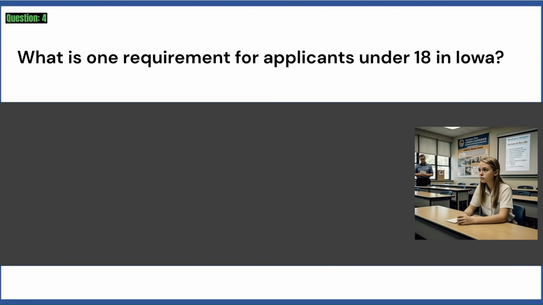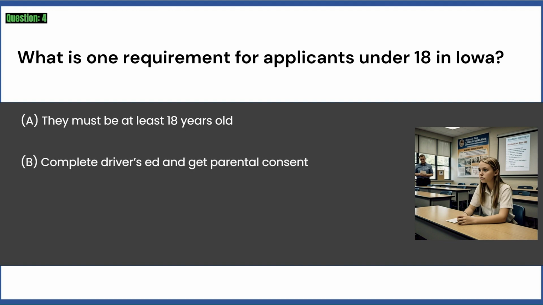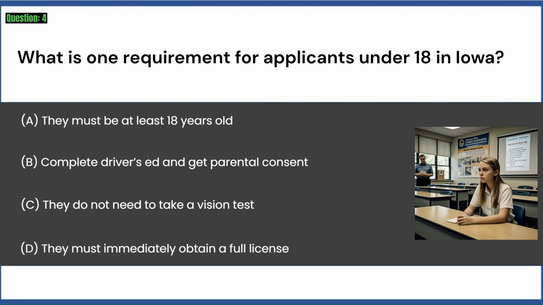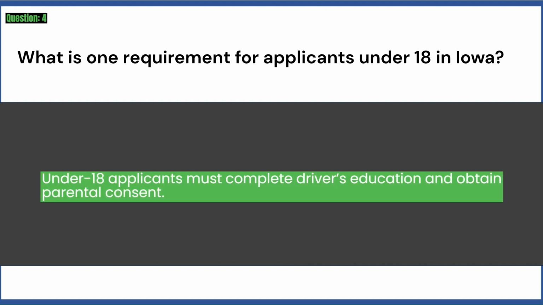What is one requirement for applicants under 18 in Iowa? A. They must be at least 18 years old. B. Complete driver's ed and get parental consent. C. They do not need to take a vision test. D. They must immediately obtain a full license. Answer, B. Under 18 applicants must complete driver's education and obtain parental consent.